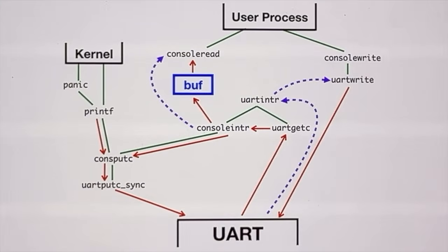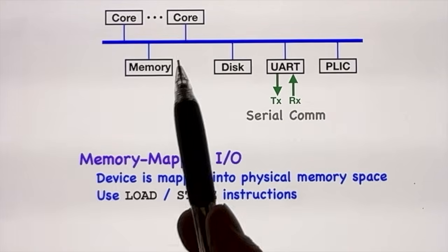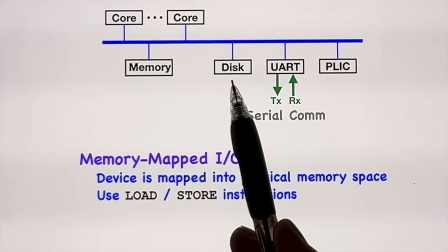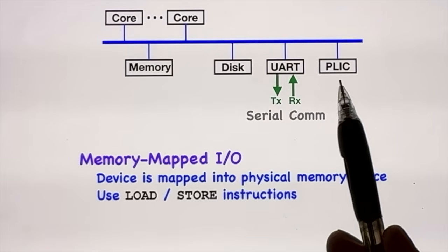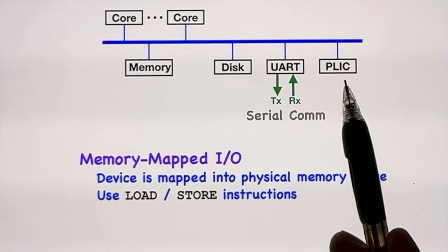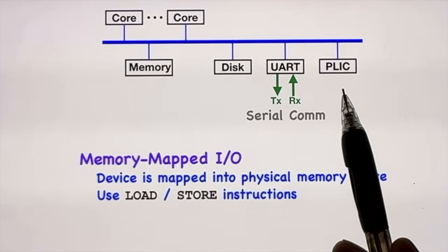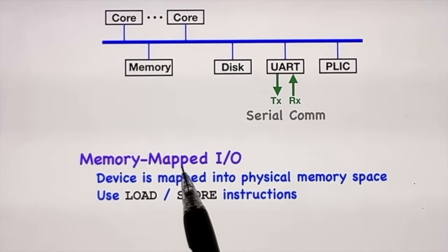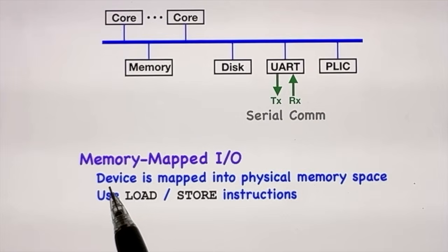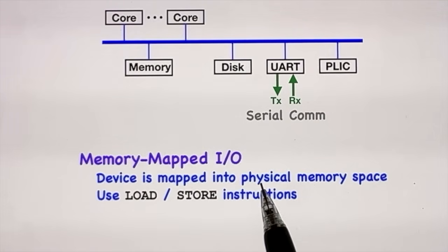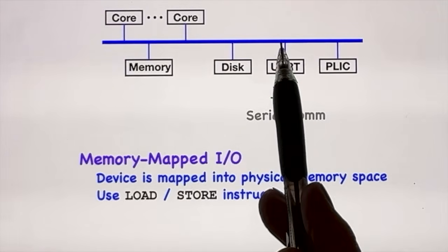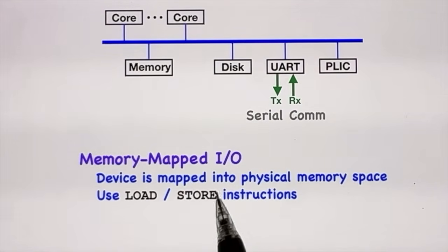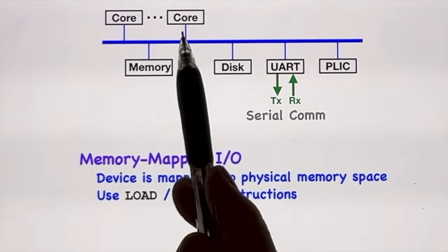Now let's get into the details, starting with the UART device. For xv6, we have two external devices, the disk and the UART. Well, we also have the platform-level interrupt controller, which is also sort of a device. Anyway, all these devices are memory mapped, which means that each occupies a set of addresses in the physical address space. The core moves data to a device using store instructions, and it retrieves data from the device by using load instructions.